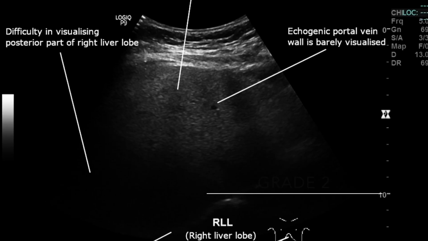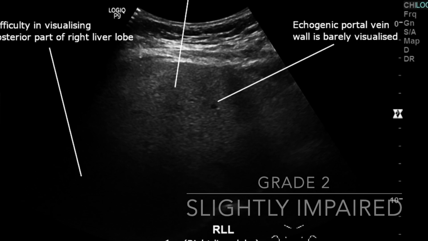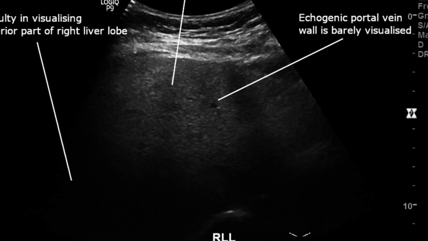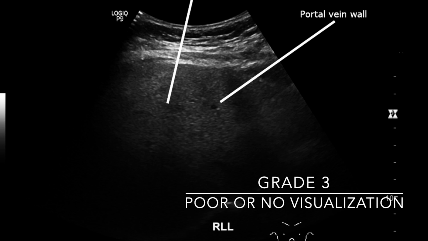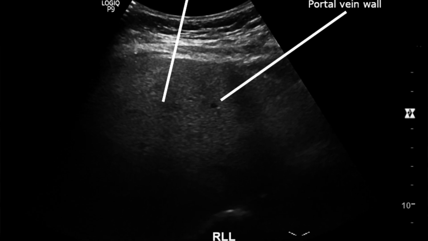Number one, diffuse increase in the fine echoes is seen very slight in grade 1, whereas moderate in grade 2, and marked in grade 3. Visualization of the intrahepatic vessels and the diaphragm: in grade 1, there will be normal visualization of the intrahepatic vessels and the diaphragm. In grade 2, there will be slight impairment in the visualization. In grade 3, there will be poor or no visualization of the intrahepatic vessels and the diaphragm.